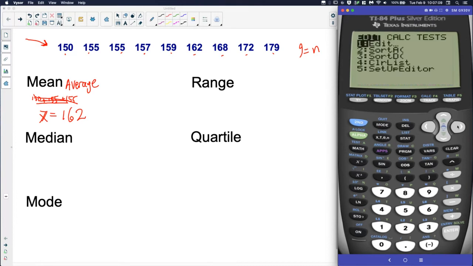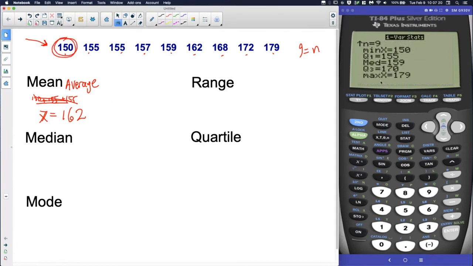So then I'll do it again. Stat, calc, one variable statistics, calculate. All right, go down. The minimum value is 150. Yep, right here, 150. Maximum value, yep, 179. I can find the range. So 179 minus 150. What did I do? I did big boy minus small guy. And I get, what's that going to be? 29. See how easy that is?